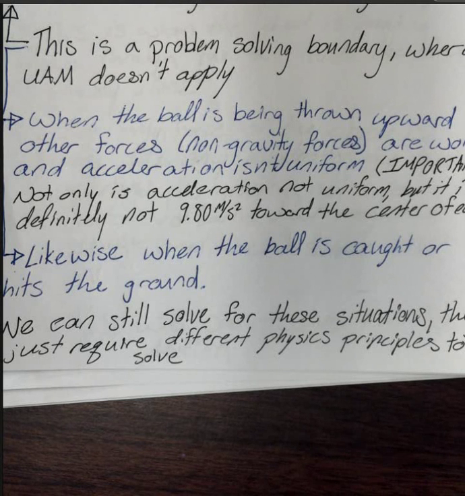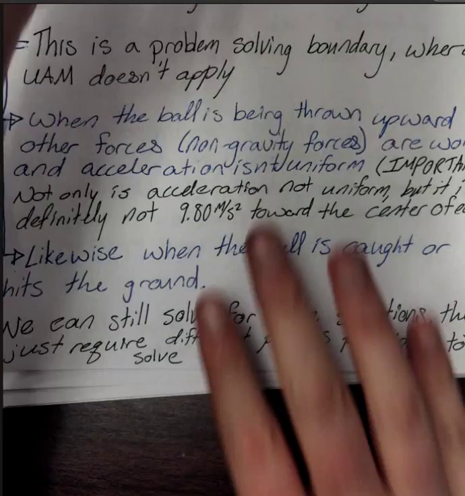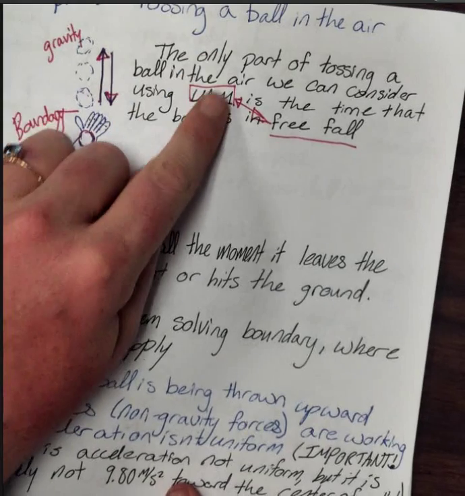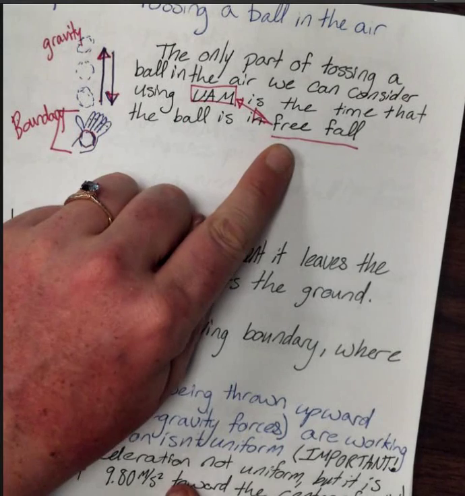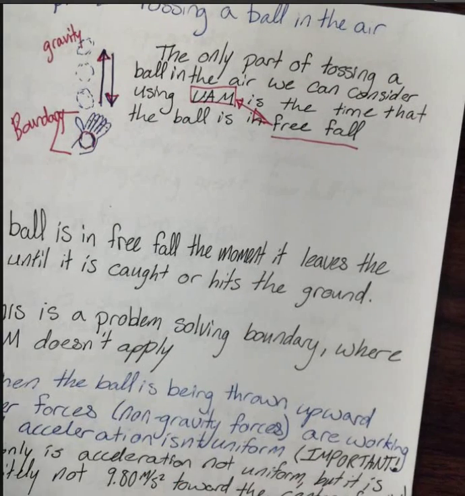But the boundary of using uniform accelerated motion is the moment when the uniform accelerated motion is caused by the motion of free fall. That's it. That's our boundary. That's all we can solve for.